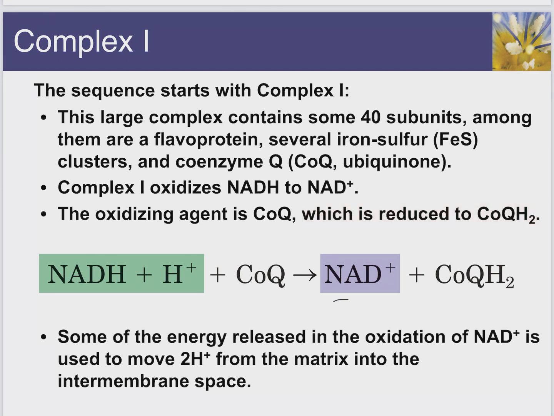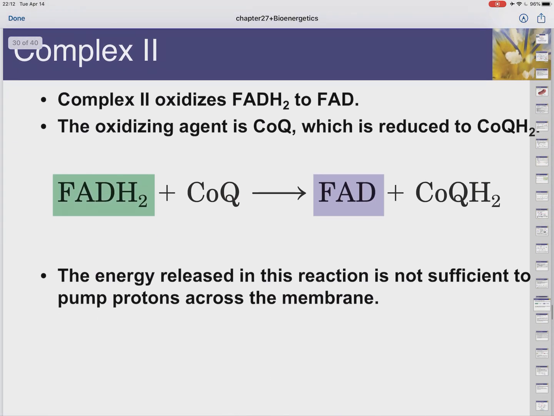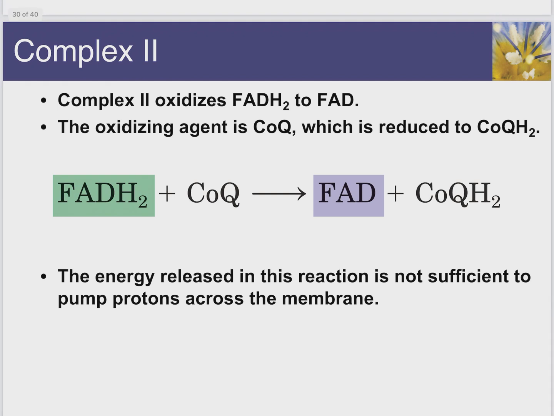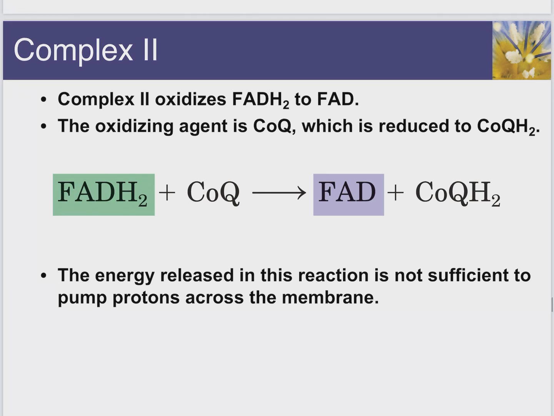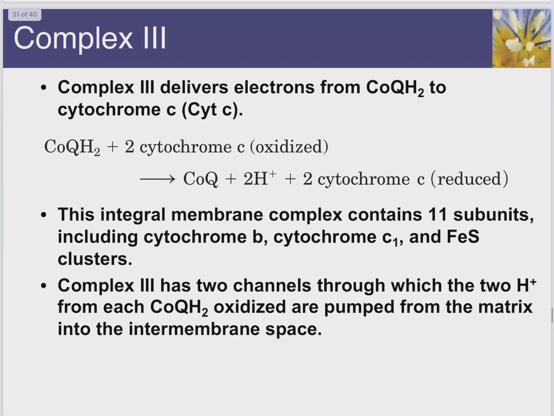So here's complex 1. Again, complex 1, large complex, a lot of subunits, flavoprotein, iron-sulfur protein clusters, coenzyme Q. This oxidizes the NADH to NAD+, so that we can take this back to the citric acid cycle, and it can keep doing this job. And then this moves those hydrogens across. We'll just talk about anything that's worth noting that I didn't already say. So this is what oxidizes the FADH2 back into FAD, again, to go back into the citric acid cycle.